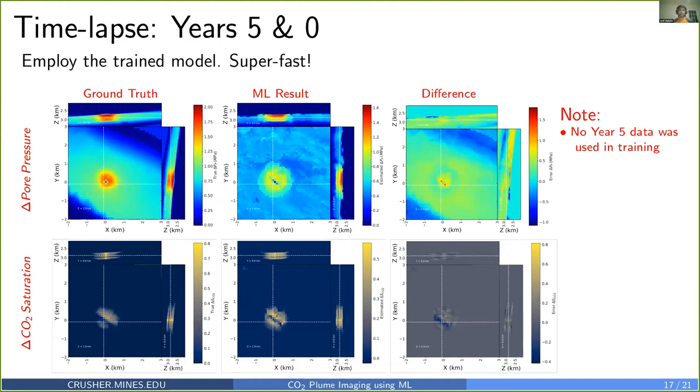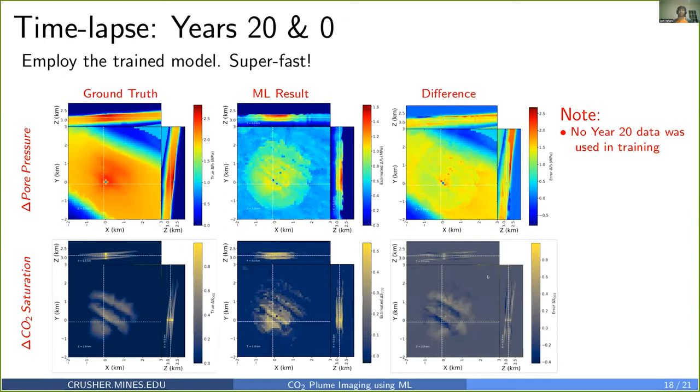This slide shows the application of the model to data from 5 years down the line. Again, we are seeing that the model is able to do a decent job, but the errors are increasing, especially away from the well, both for pore pressure perturbation as well as CO2 saturation. Qualitatively, the results are acceptable, but quantitatively, we see errors increasing.